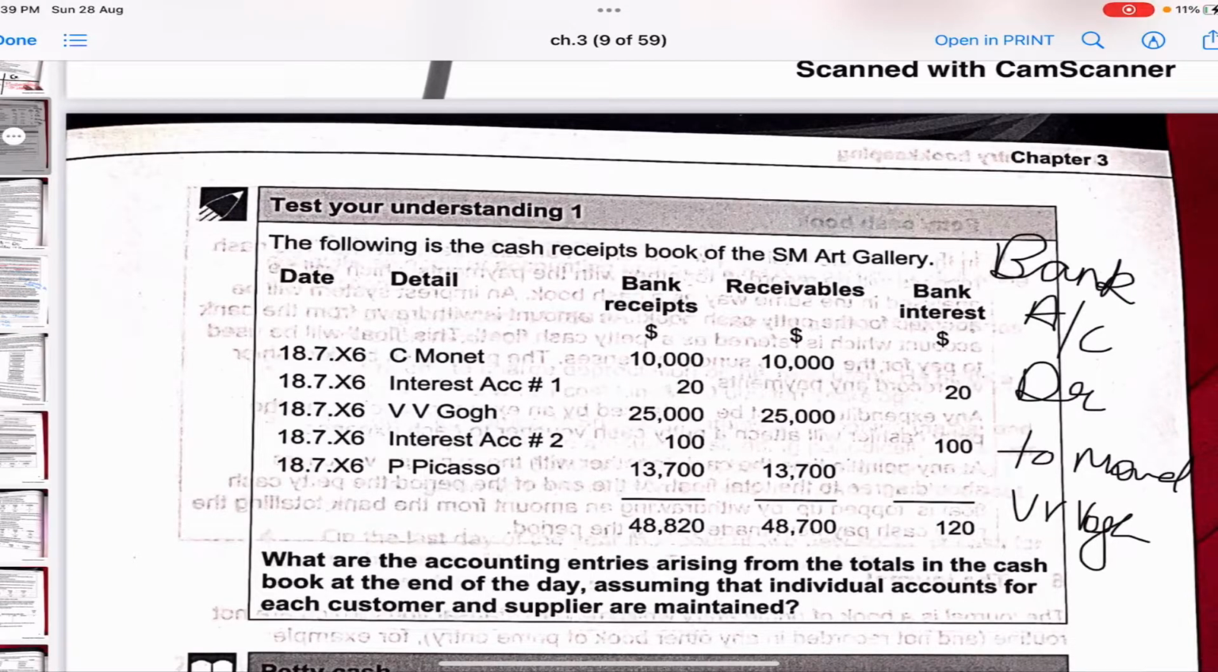Hello everyone, this is part 2 of chapter 3 of ACCA F3 Financial Accounting, and the chapter's name is Double Entry Bookkeeping. Before watching this video, make sure that you watch the basic journal entry video as well as the part 1 video. When you have watched that, then you can come back to this.